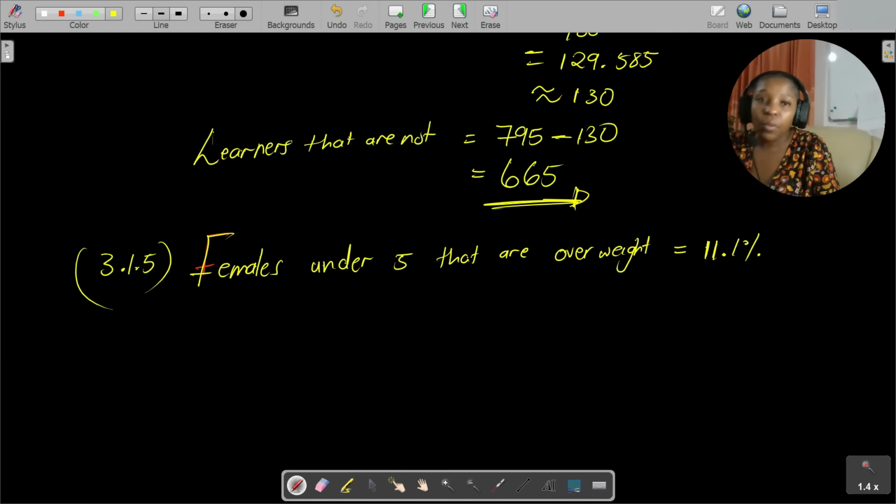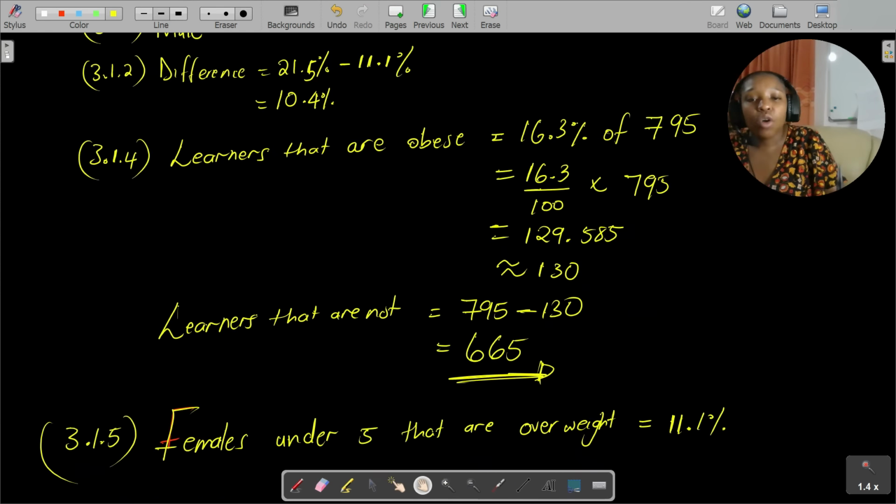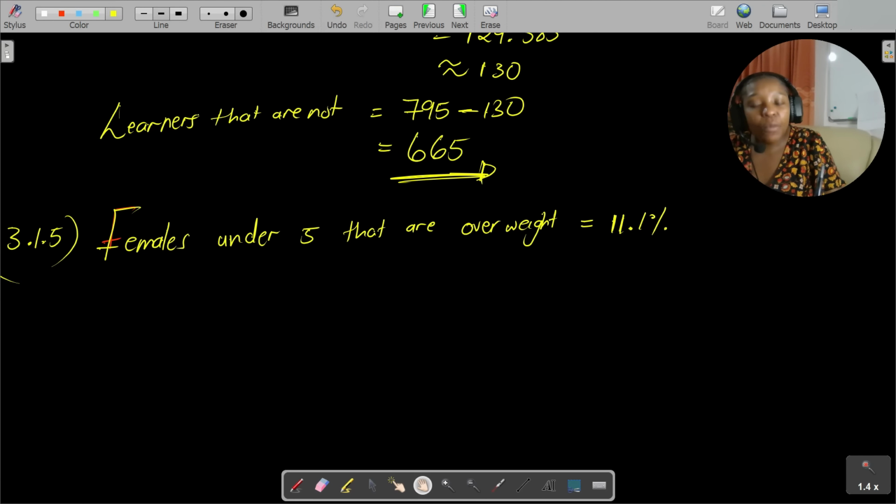Now, this question is asking us to determine the probability of selecting a female who is under 5 years old and not overweight and obese. So here, guys, we're just supposed to use the complementary rule. We are told that females under 5 that are overweight is that amount, but remember, we are trying to determine the females under 5 that are not overweight. That's what we're trying to determine.